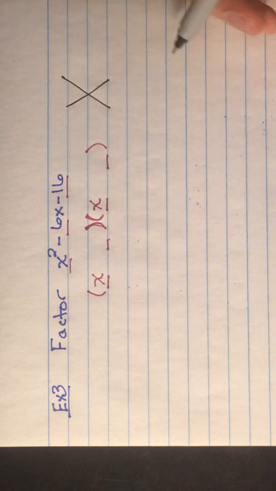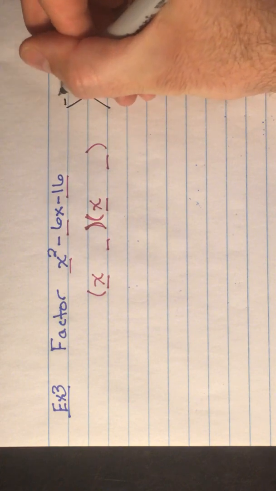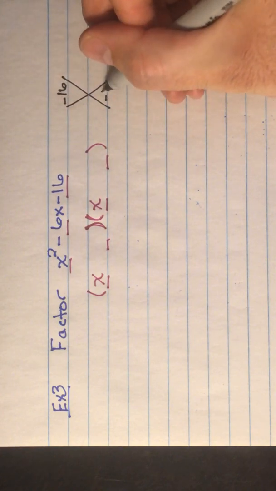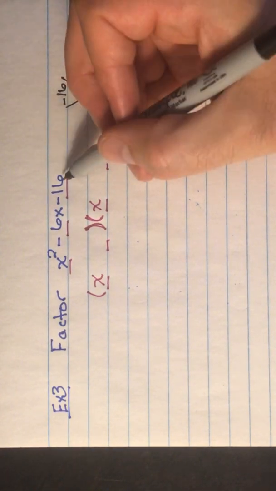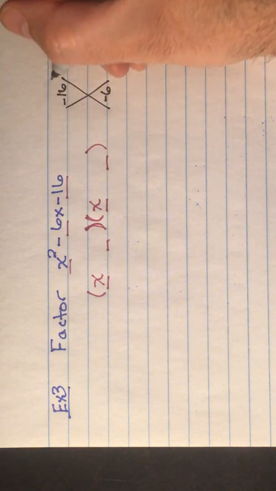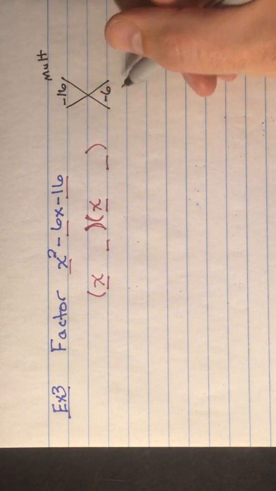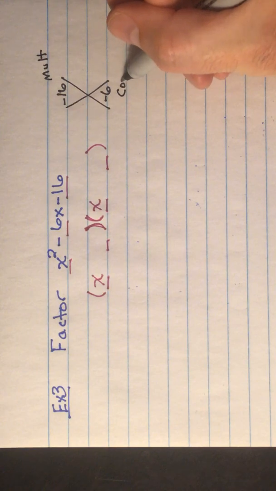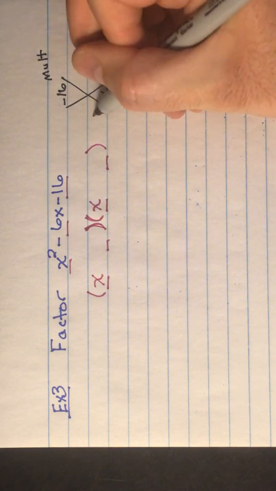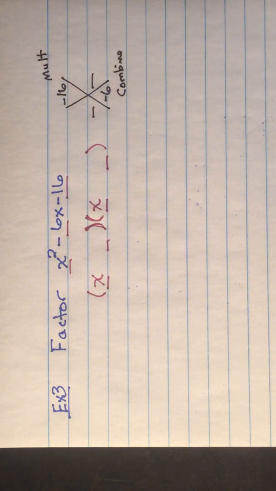Now it's just a matter of how am I going to get the negative 6x and the negative 16. If you like to set up these factor x's over to the side, I find it helpful. You don't have to. But if I set them up, I put the last number on top because those are the numbers I need multiplied. And then the bottom number, negative 6, I need the 2 numbers that I'm going to put here to combine to negative 6.